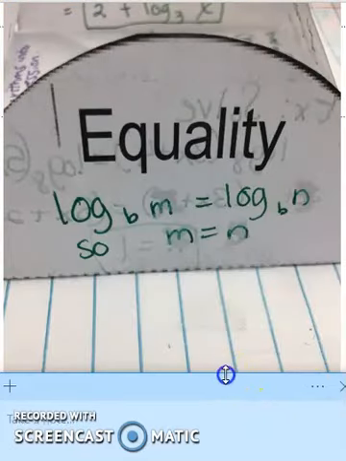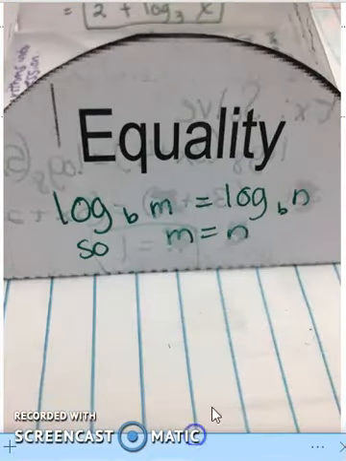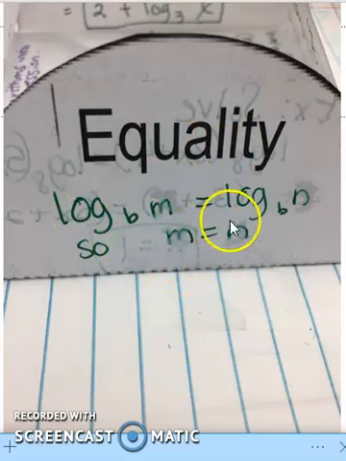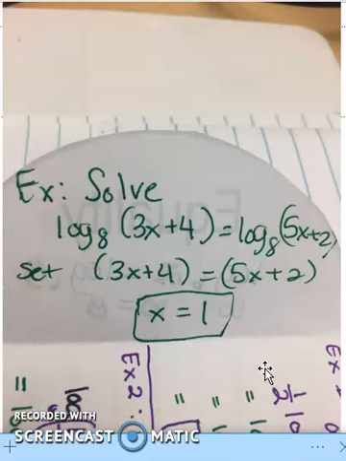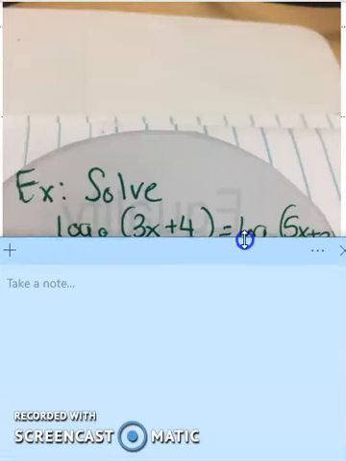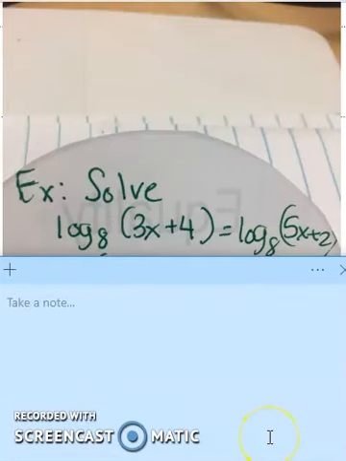And finally, this one we actually won't use until a couple days from now. It's called the equality. I just needed a fourth tab here, so I put equality here. This says that if you have two logs that have the same base, b, and two arguments, since these two logs are equal, you can set their arguments equal to each other as well. Like I said, we won't use this for a couple of days, but since we have it here, it's a really easy one.